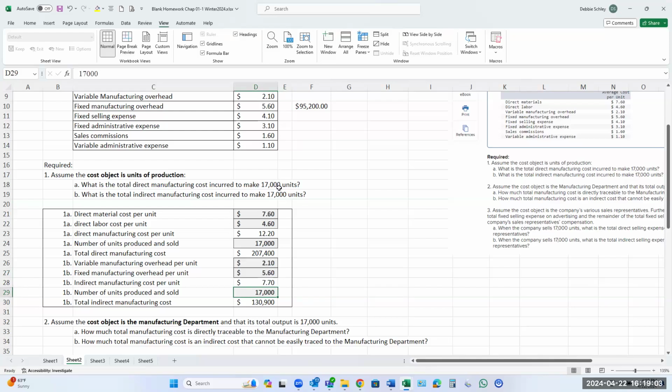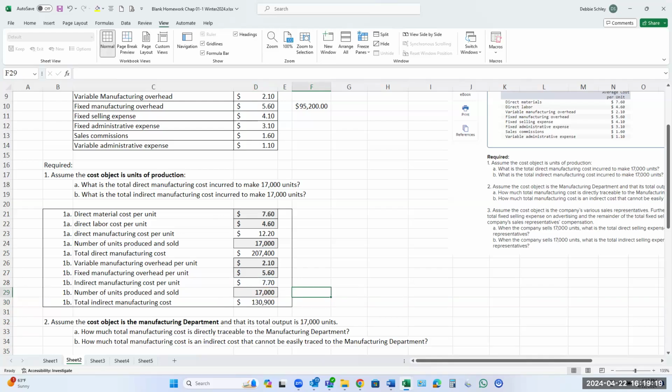for B, same number of units. And then, so you just input those units there, and then the book multiplies it for you. The total indirect times the number of units equals the total indirect manufacturing cost.